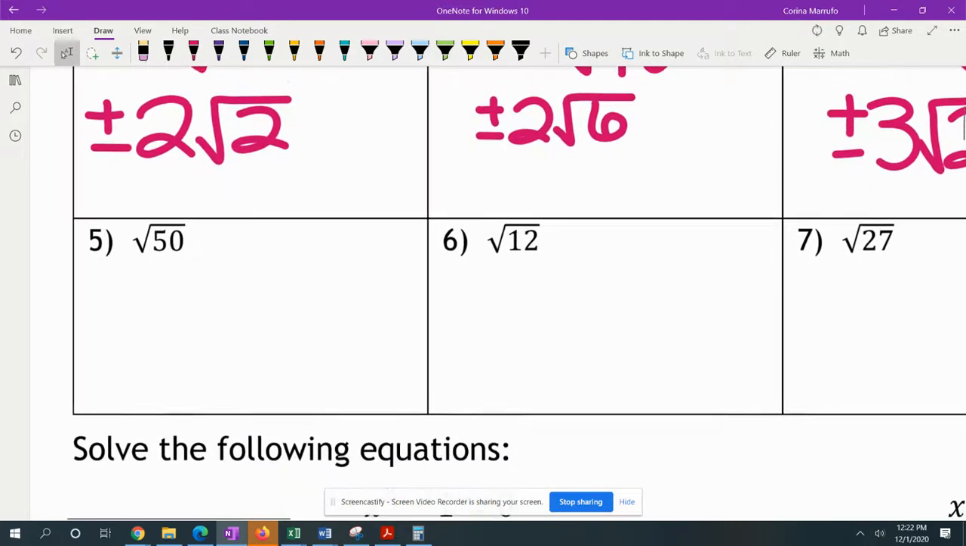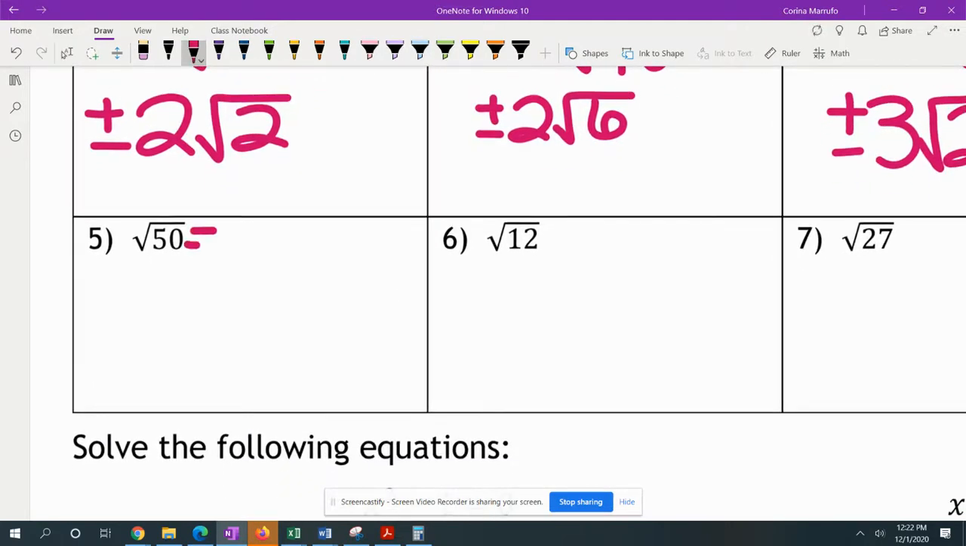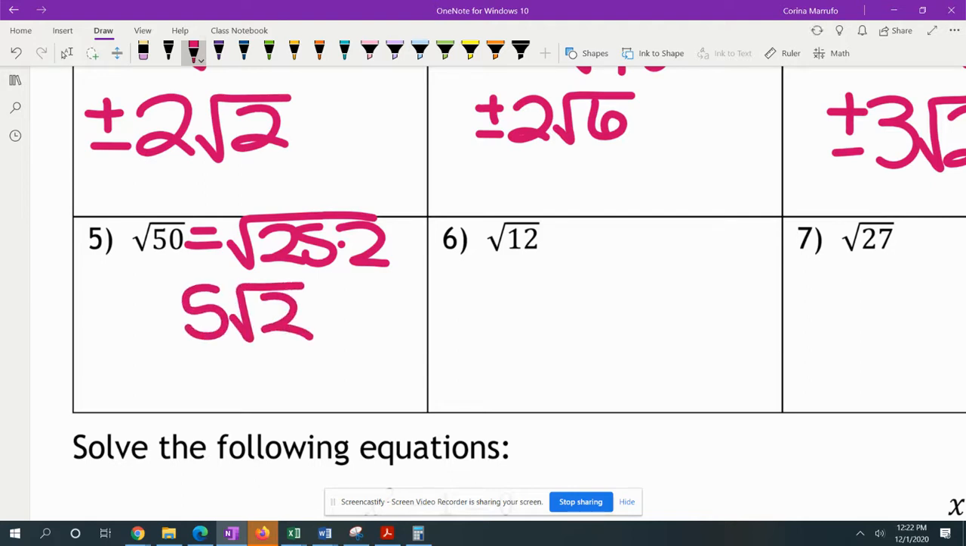All right, 50. So what two numbers multiply to give us 50? Well, 25 times 2 gives us 50. Now we can take the square root of 25 and get a whole number. That gives us 5, and the 2 stays trapped inside the square root. And then just don't forget to put the plus minus in front.